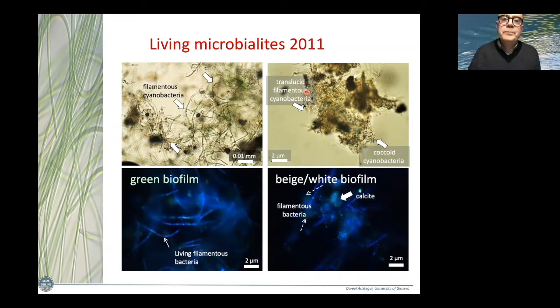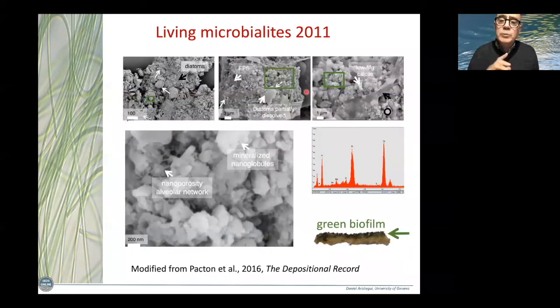I will walk you through these images that go from a larger to a smaller scale. This is for the green biofilm. What you see here is that we have diatoms, broken diatoms. If we zoom up in this green square, we see that there is a lot of EPS and diatoms that are partially dissolved.